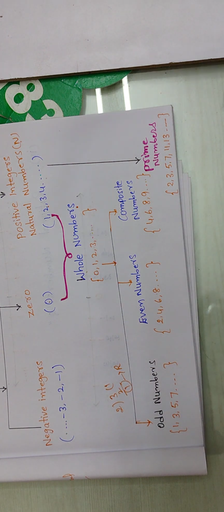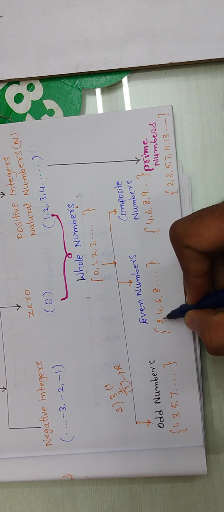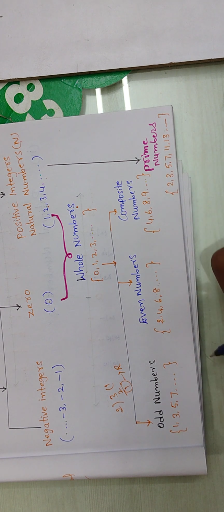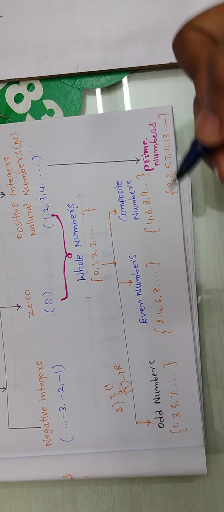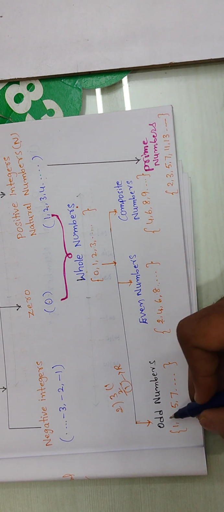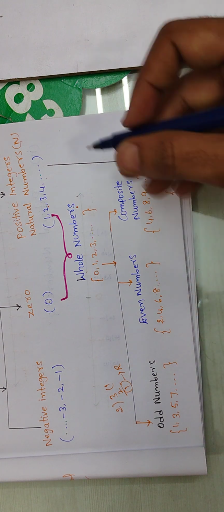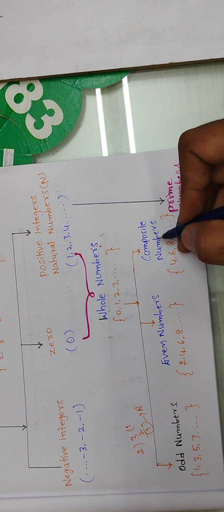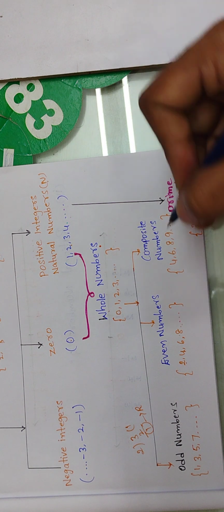When we divide any number by 2 and get a remainder of 0, we call those numbers even numbers, meaning 2, 4, 6, 8, 10, 12, 14, 16 and so on. Odd numbers are 1, 3, 5, 7, 9 and so on. Before composite numbers, we will look at one more point here.